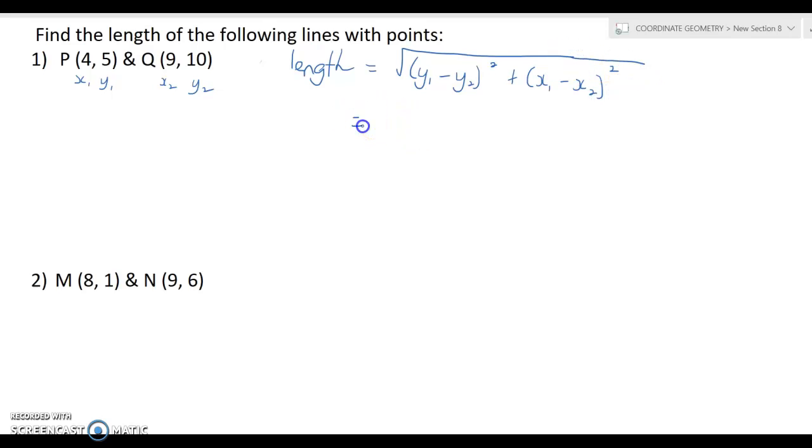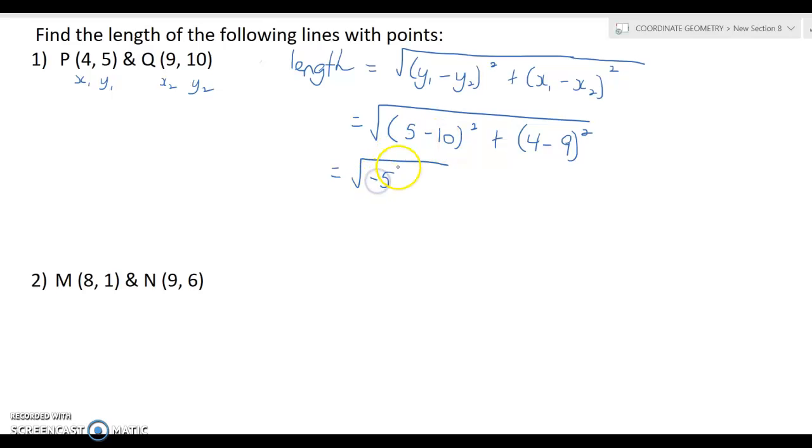And now we're just going to substitute our values. So put back a big square root sign. y1 is 5, 5 take away y2, which is 10, squared, plus x1, which is 4, take away x2, which is 9, so we have 4 minus 9, all squared. And now we just simplify. So the square root of 5 minus 10 is minus 5 squared, plus 4 minus 9 is also minus 5 squared.